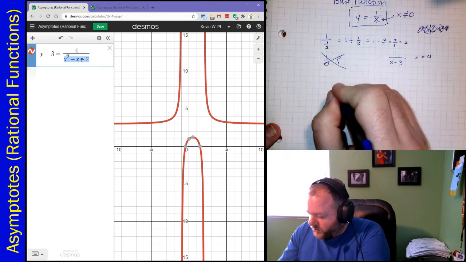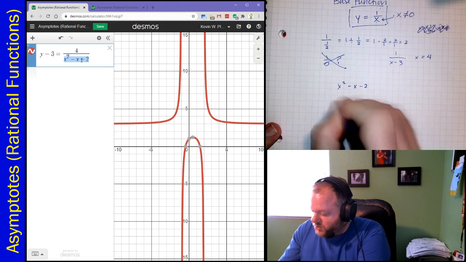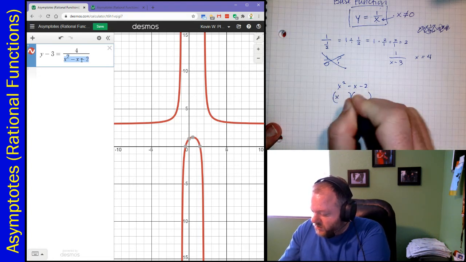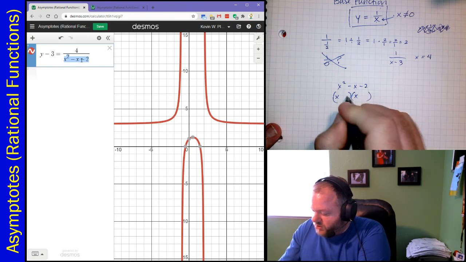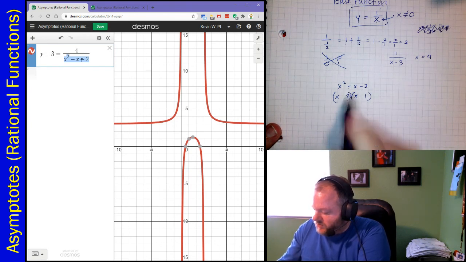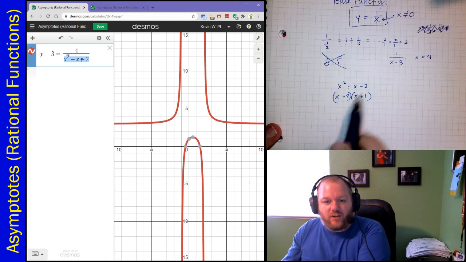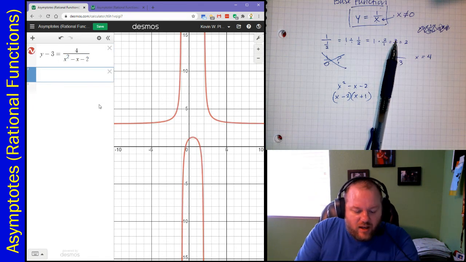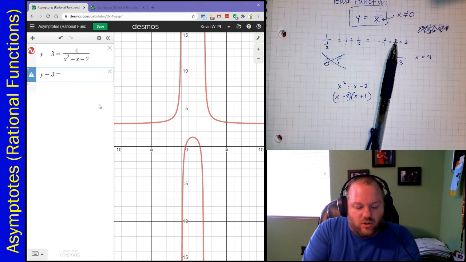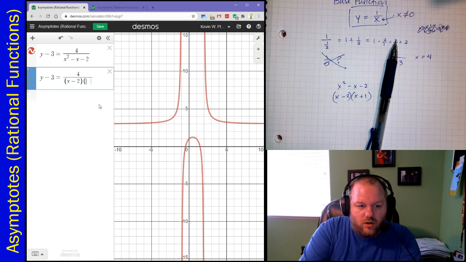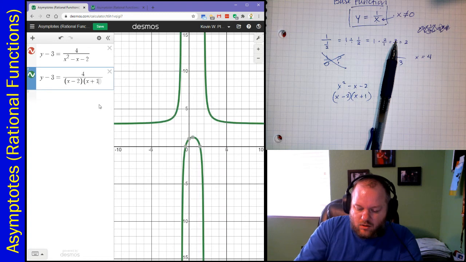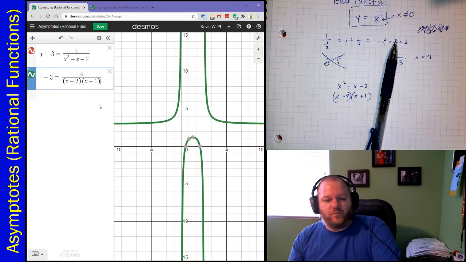If I factor x squared minus x minus 2, x and x, 2 is going to be 2 times 1. This is negative, so the negative goes on the 2 and the plus goes on the 1. So these are my two factors. So literally, this is the same as y minus 3 equals 4 over, and then in the denominator, x minus 2, x plus 1. See? One over top of the other.